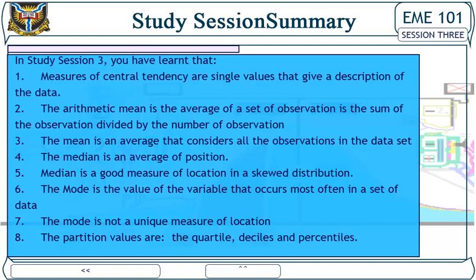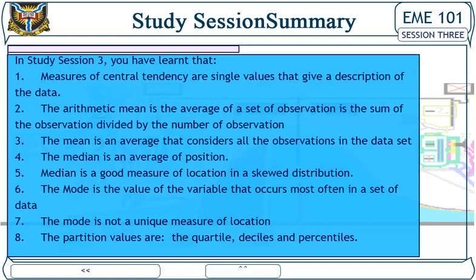Summary. In study section 3, you have learned that 1. Measures of central tendency are single values that give a description of the data. 2. The arithmetic mean is the average of a set of observations, the sum of the observations divided by the number of observations. 3. The mean is an average that considers all the observations in the data set. 4. The median is an average of position. 5. Median is a good measure of location in a skewed distribution.